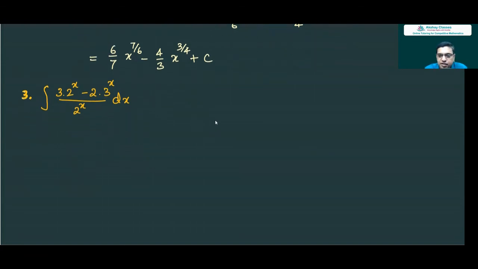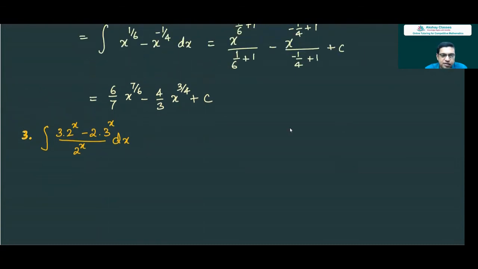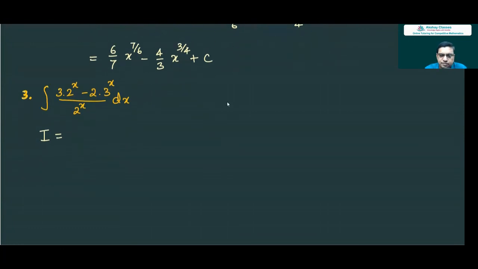Yes, anybody? When we split it, in the first part 2^x will cancel, so it will just become the integral of 3. In the second part, we can take (3/2) whole to the power x, and then we'll use the formula. Others should also participate, only one student is participating. So it is 3 minus 2 into (3/2)^x.